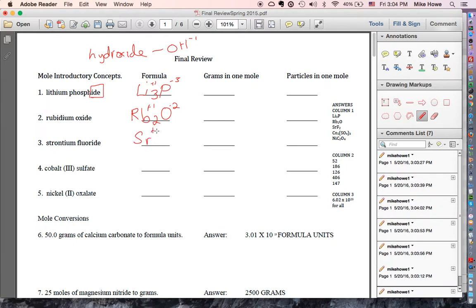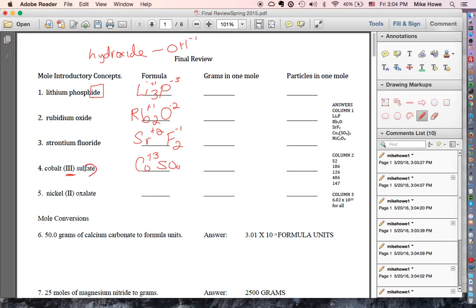Something similar for strontium, except this time the strontium has a +2 charge. The fluorine is -1. So you have to have 2 atoms of fluorine to match the 1 atom of strontium. Cobalt, the 3 means +3 charge. Sulfate is a polyatomic ion.